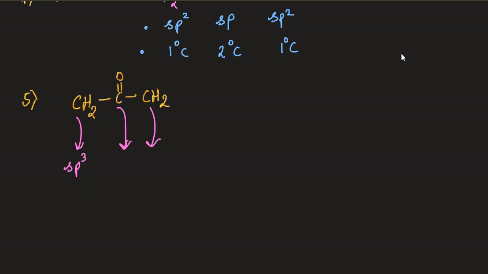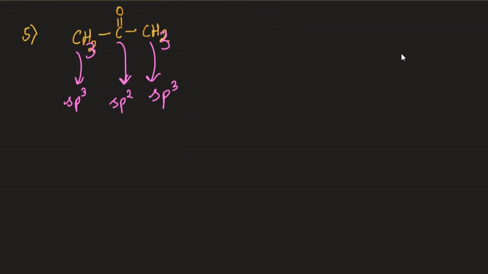Next, the middle carbon is surrounded by a double bond on one side. Only one double bond indicates what? sp2 hybridization. Sorry, it should be sp3 for the outer carbons: CH3, C double bond O, CH3, and here you get sp3 hybridization. Next we'll write the formula and try to elaborate the structure.